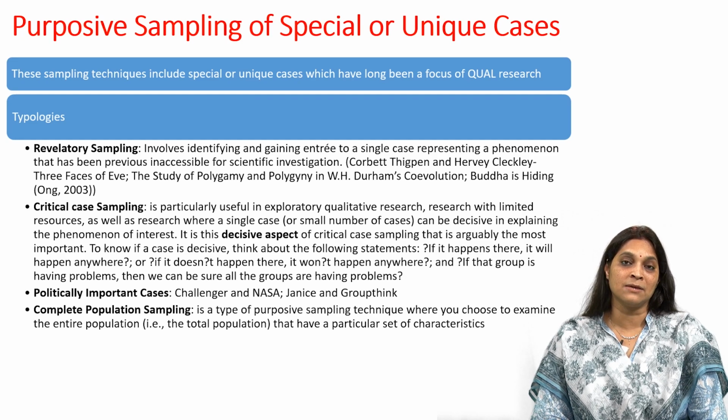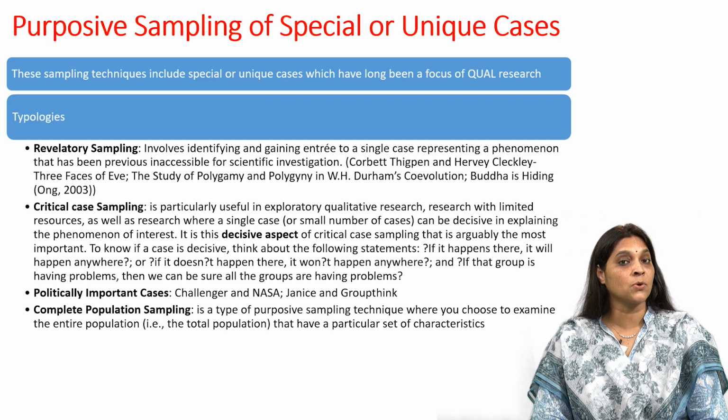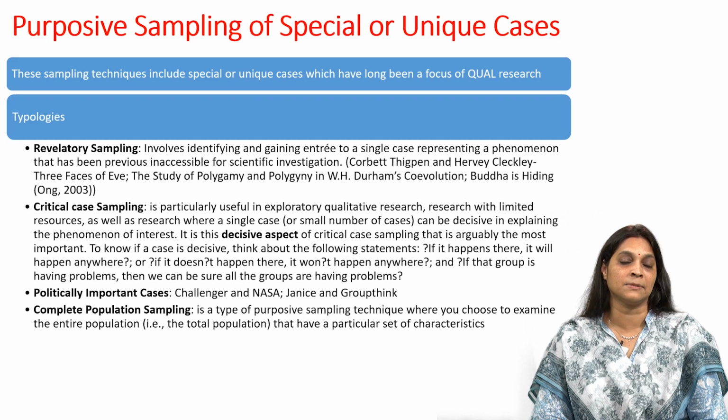3 Faces of Eve was considered to be one of the first instances of doctors recording multiple personality disorder. So, this was called a revelatory sampling because something that was not known before was brought forth for scientific investigation for the first time. Similarly, the study of polygamy and polygyny in W.H. Durham's Coevolution and so many others give you very good examples of revelatory sampling.